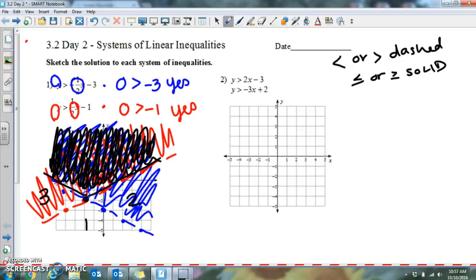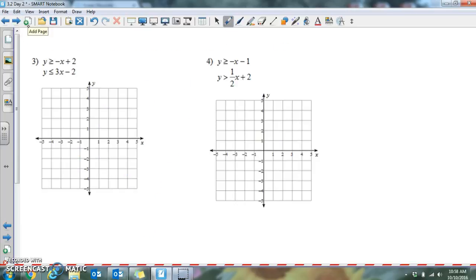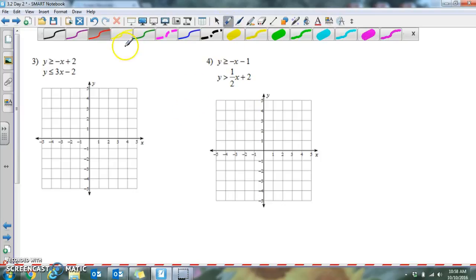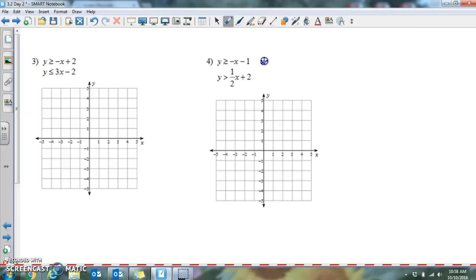So what I want you to do is, actually I'll go another one. I'll do one more. Let me see which one we should do. Let's do number 4 together. So you're going to do 2 and 3 on your own, or you can do it with a partner, that's fine, but let's do number 4 together. So pick up whatever color you want to use for the first one. I'll do the first one in blue.